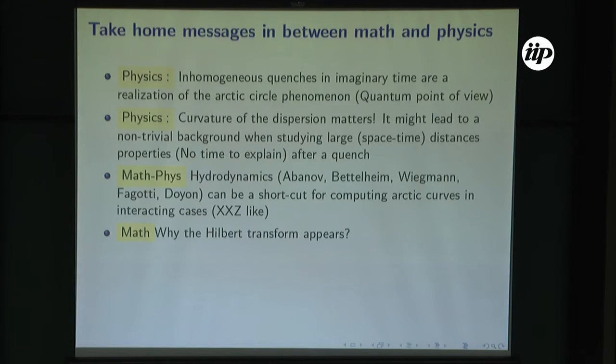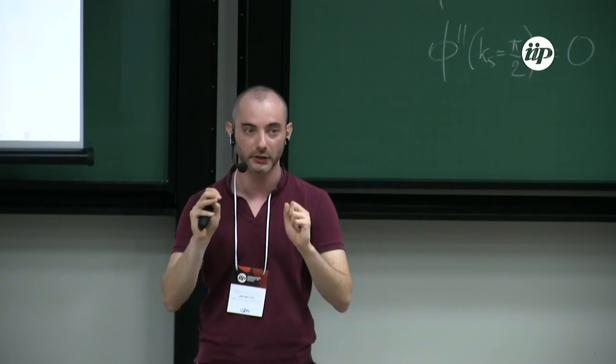Yes, you can. You can write an action which produces the correlation function, but this action has to be formulated in a non-trivial background, and this non-trivial metric comes essentially from the dispersion relation. It's a Dirac theory in a curved space time. The curvature is directly related to the dispersion relation, but I have no time to explain. And you can actually go further and compute non-trivial things in this option. So another interesting point is whether you can formulate a hydrodynamic description of this Arctic circle in this sense.